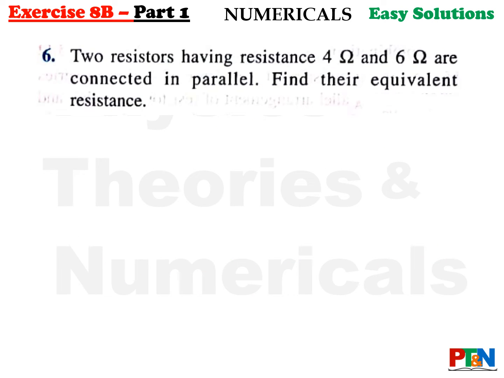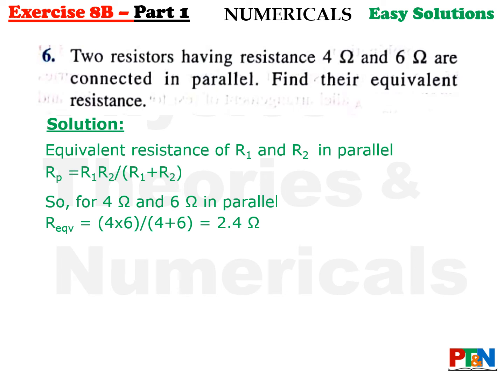Next, two resistances having 4 ohm and 6 ohm are connected in parallel. Find their equivalent resistance, the easiest one. Let's have a look at the solution. We know the formula. In parallel, the equivalent resistance is R1 R2 by R1 plus R2. Put the values, it is 2.4 ohm.